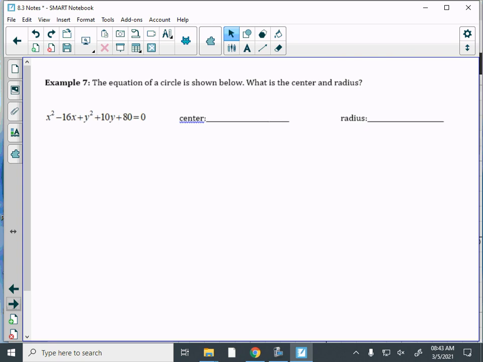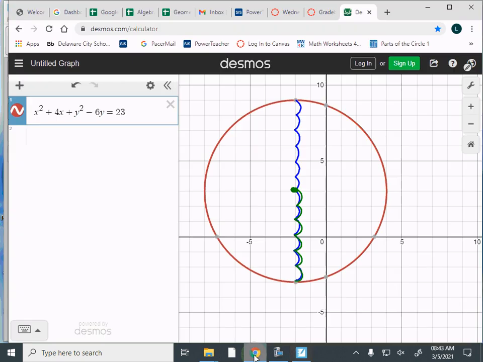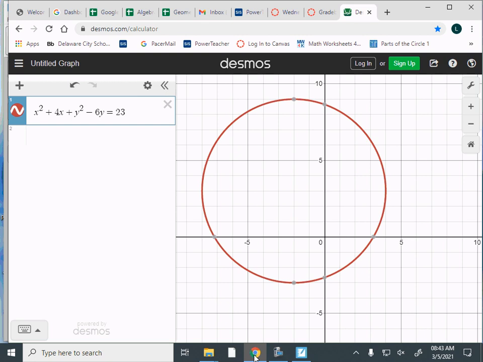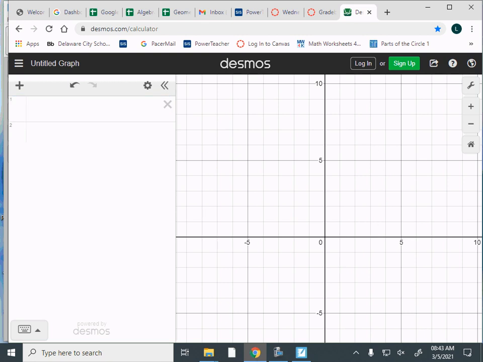But sometimes we don't want to know the entire equation. We just want to know part of it. It might give you this and say, hey, what's the radius? Or hey, what's the center? But the steps are still the same. So go ahead and type this into Desmos. Or go ahead and type it in and I'll see what happens.